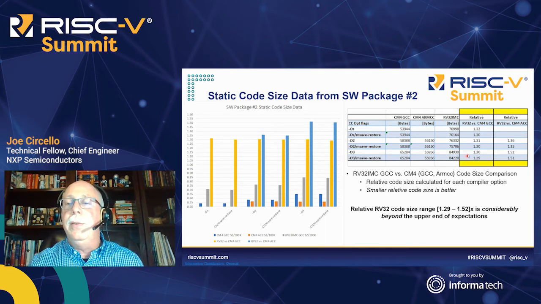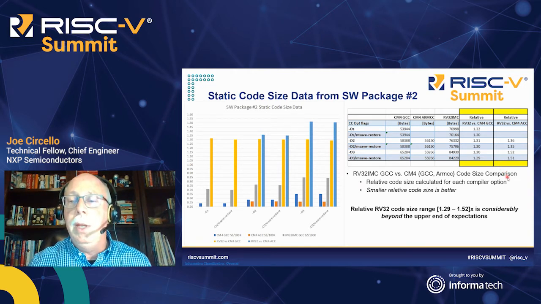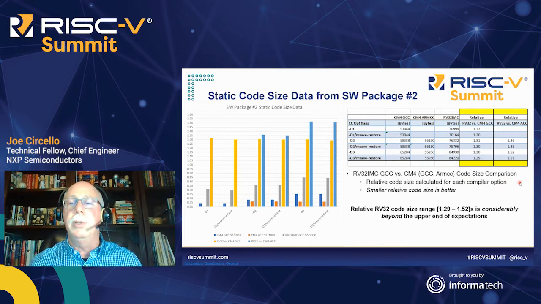So for the RISC-V versus Cortex M4 GCC data, you can see we're in the range of 1.29 to 1.32. If we look at RISC-V versus the Cortex M4 using the ARM C compiler, then the size difference goes up considerably, and we're talking about a range of 1.35 up to 1.52. And certainly the range, when you look across both of these, going from 1.29 up to 1.52, was considerably beyond what we thought the upper end of expectations would lead us to believe on this work.